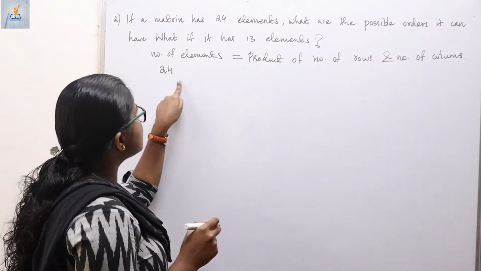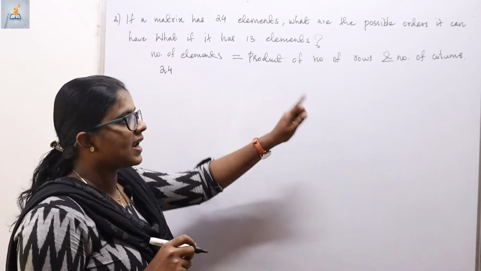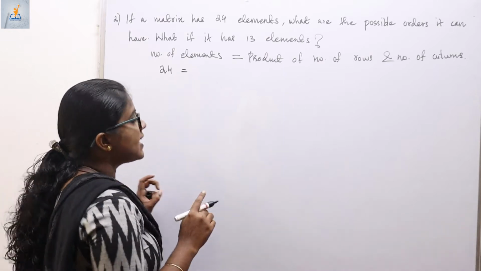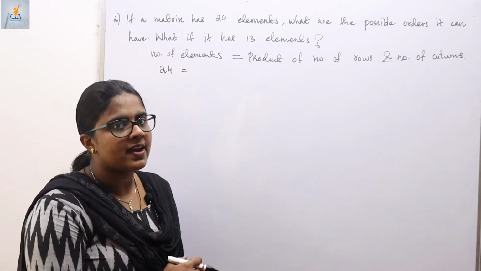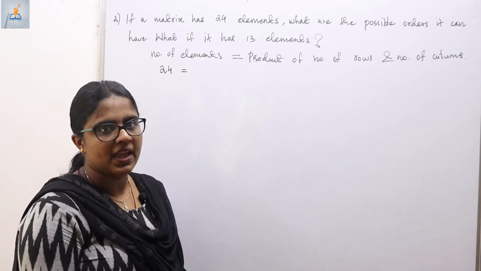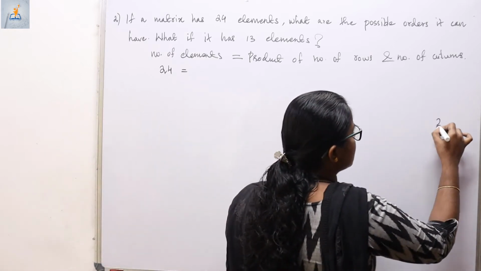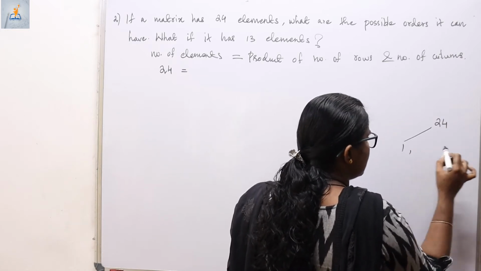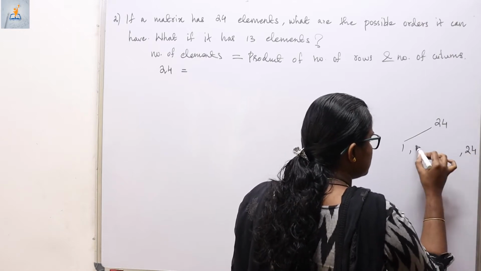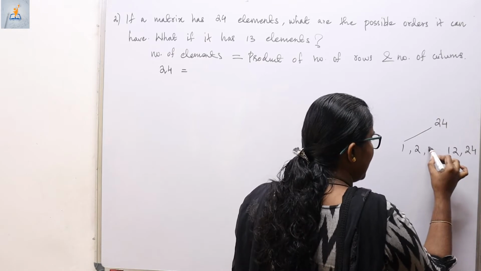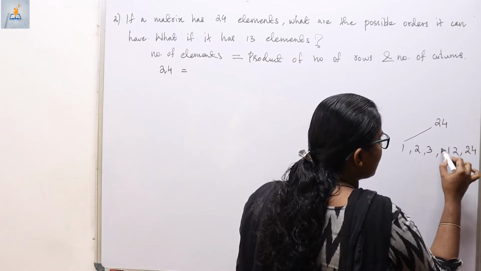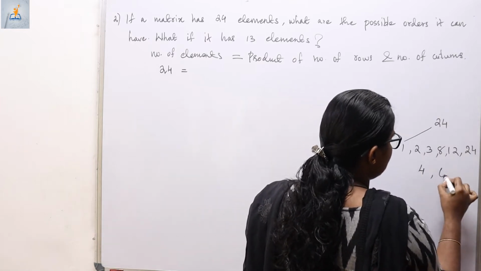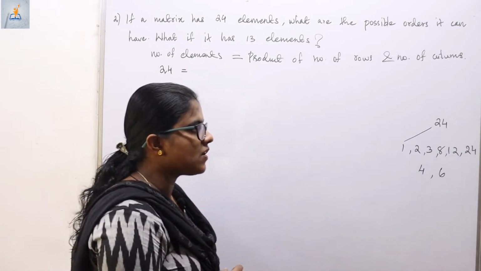This number of elements, 24, should be written as the product of two numbers, and 24 can be written as products of how many pairs of numbers. That is the thing we have to find here. So we shall move to the factors of 24. And which are the factors of 24? They are 1 and 24, again 2 and 12, again 3 and 8, again we have 4 and 6, and these are the factors of 24.